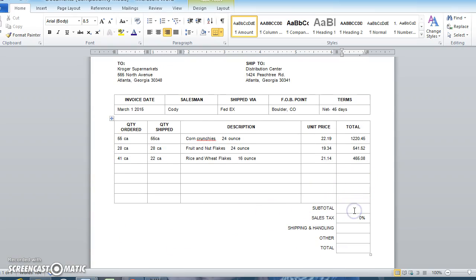Okay, now down at the subtotal, you just take the total amount of the merchandise and add it together, which is $2,227.05. The sales tax is 0% because this company happens to be tax exempt. The shipping and handling charges were $67.45. Other, in this case, was insurance charges, which cost $33, for a total of $2,327.50. And that is how you fill out an invoice.